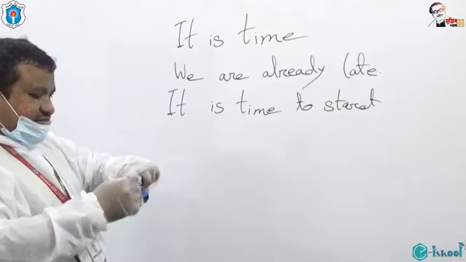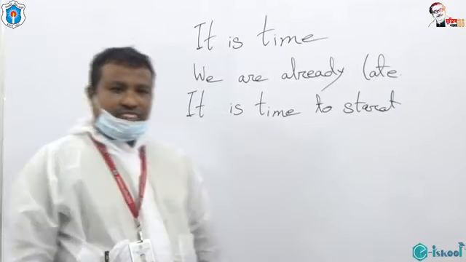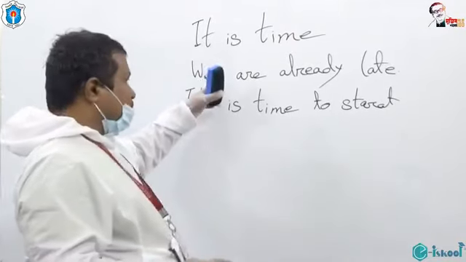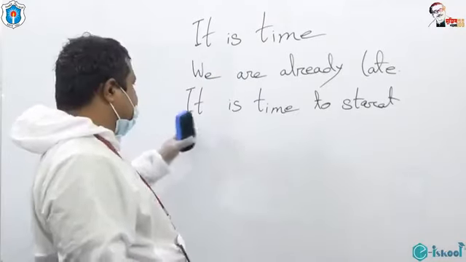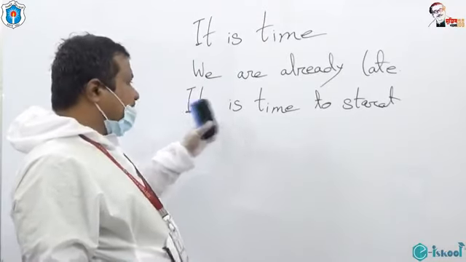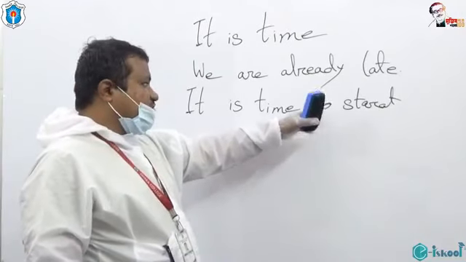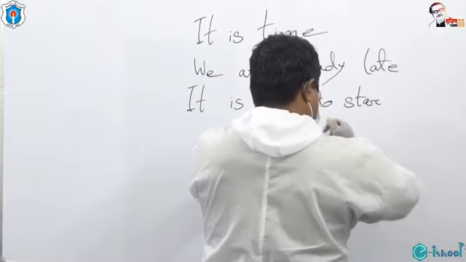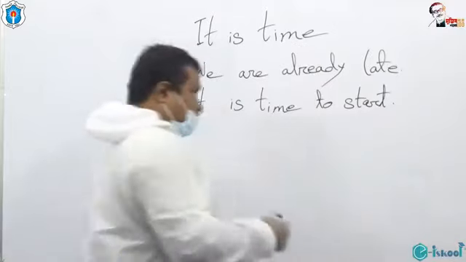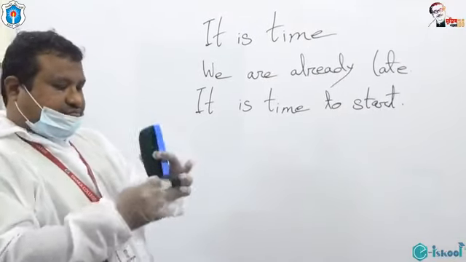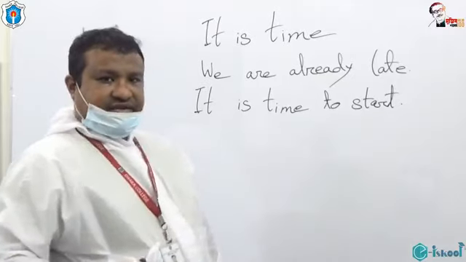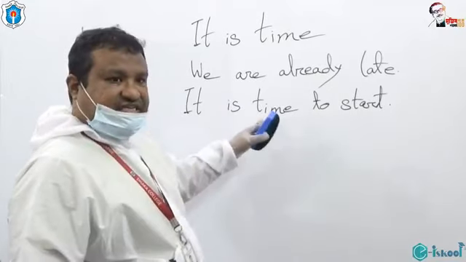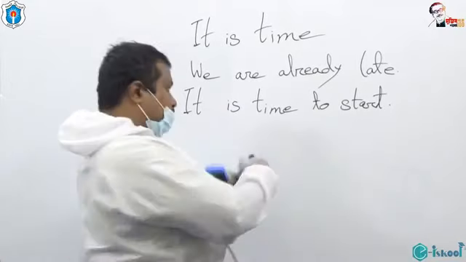We are already late. It is time to start. So the structure is, when we are saying that we are already late, then we will use the phrase it is time, then we will use to, then we will use the main verb. But if any subject is used after this phrase it is time, then what will we do?